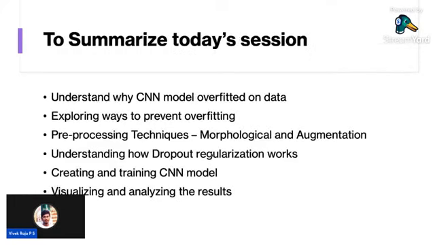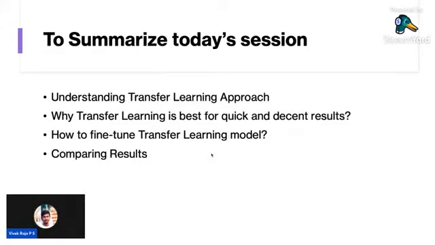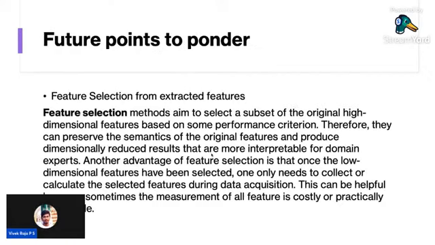So in today's session, we learned about why a CNN model actually overfits, and we explored the ways of handling overfitting, which are morphological and augmentation. We learned different types of augmentation and saw the output as well. And we also learned about how dropout regularization works, and we included the same in creating and training a CNN model, and we analyzed the results of it. Then we learned about why a transfer learning approach is one of the best and quickest ways, and we fine-tuned it and compared the results as well.